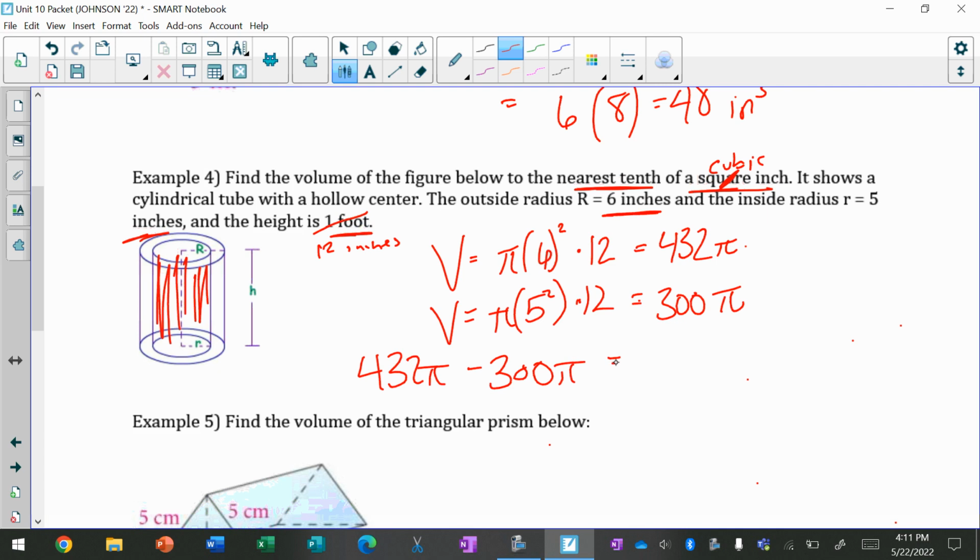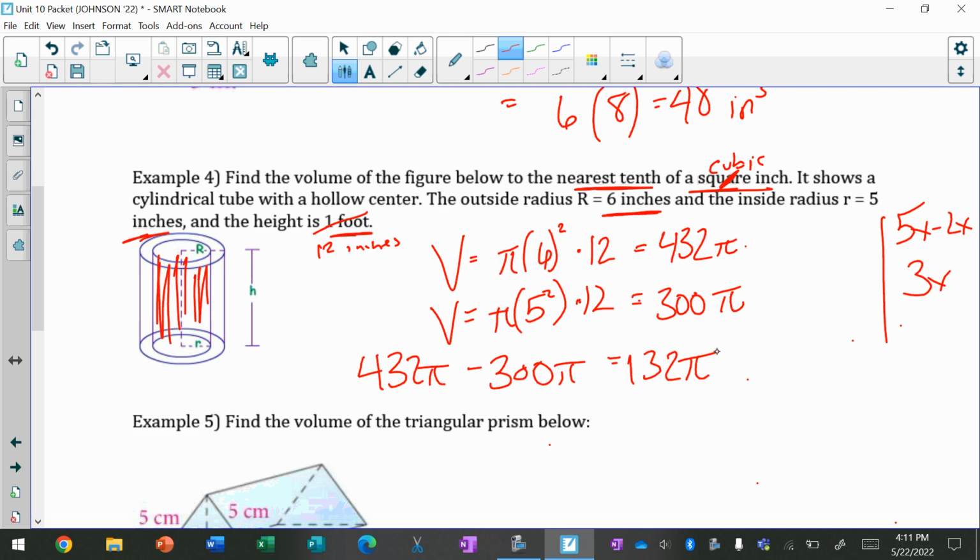So when you do 432 pi minus 300 pi, the pi's don't subtract each other. It's like doing 5x minus 2x. 5x minus 2x would be 3x, right? The x doesn't go away. So 432 minus 300 is 132 pi.